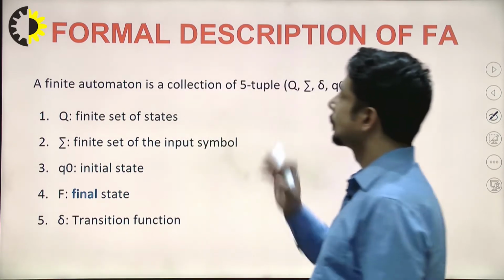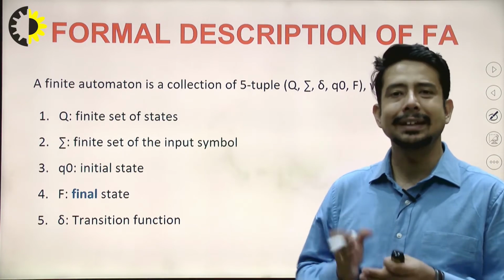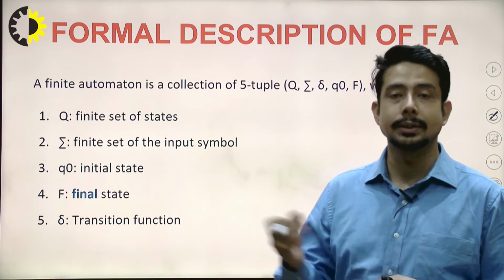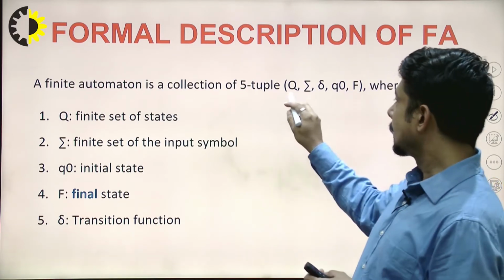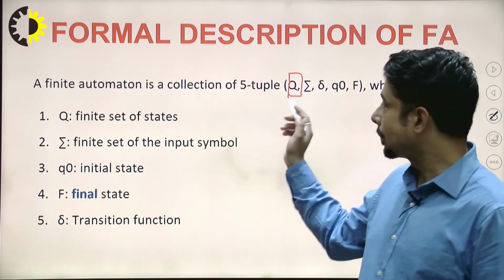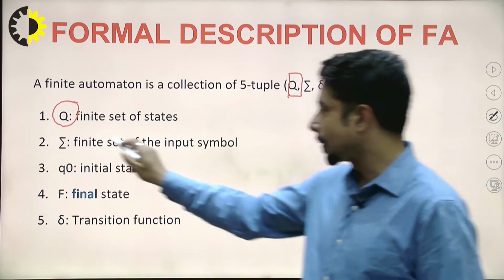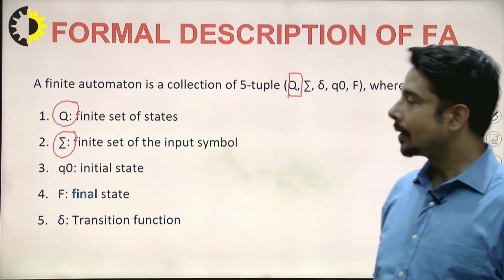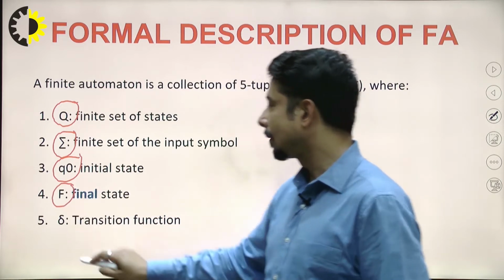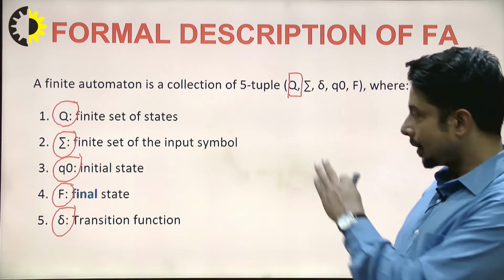The next slide gives the formal description of a finite automata. This formal description means the general characteristic definition of a finite automata. What are the different components involved in it? First of all, the total number of states. Definitely we need states, so a finite number of states is represented by Q. Then the finite set of input alphabets is represented by sigma. Then Q naught is the initial state. F is the final state. And finally we have delta, which is the transition function. Now I will let you know what all these things are.